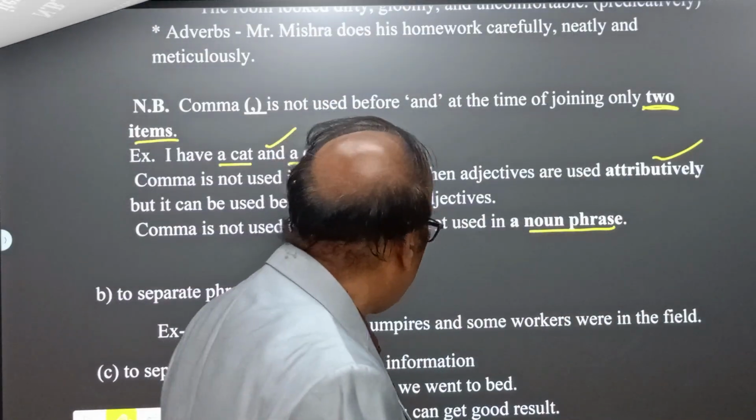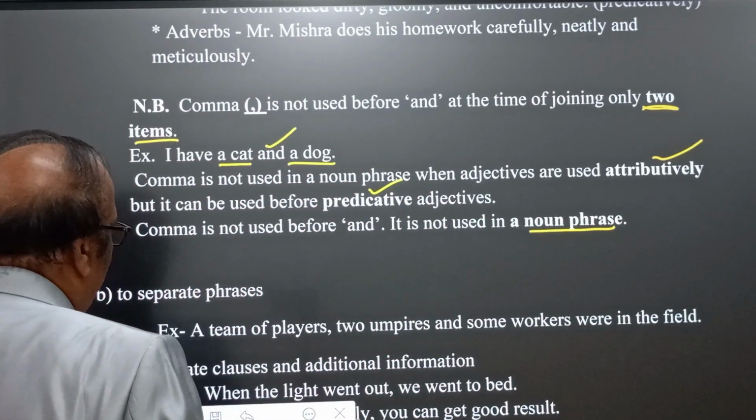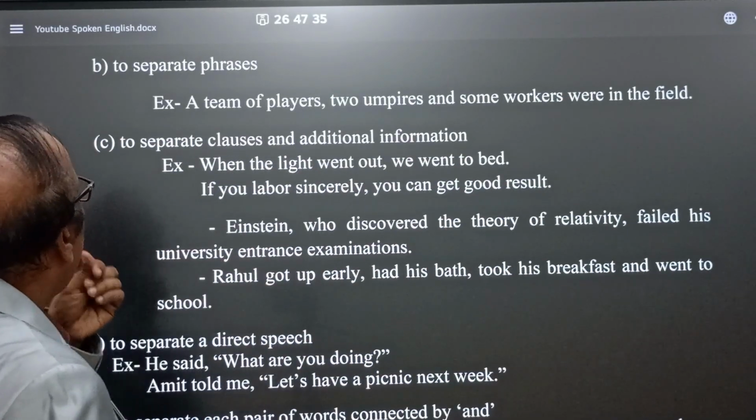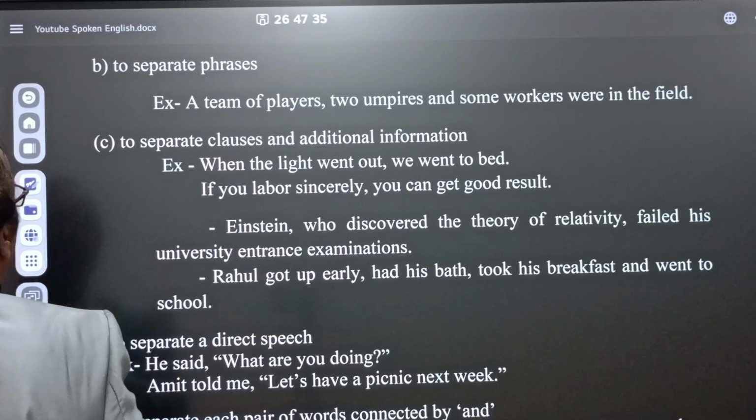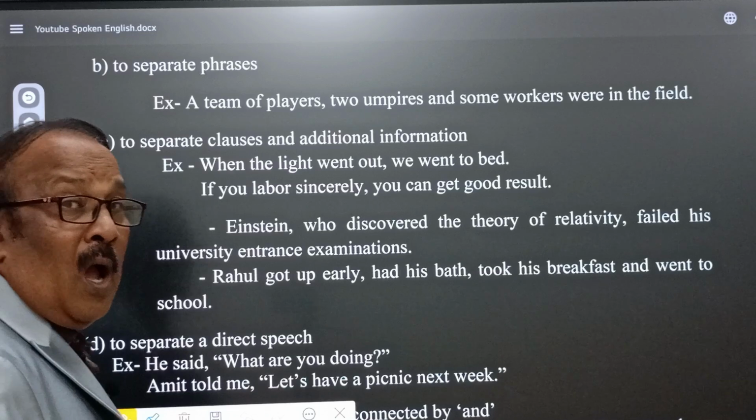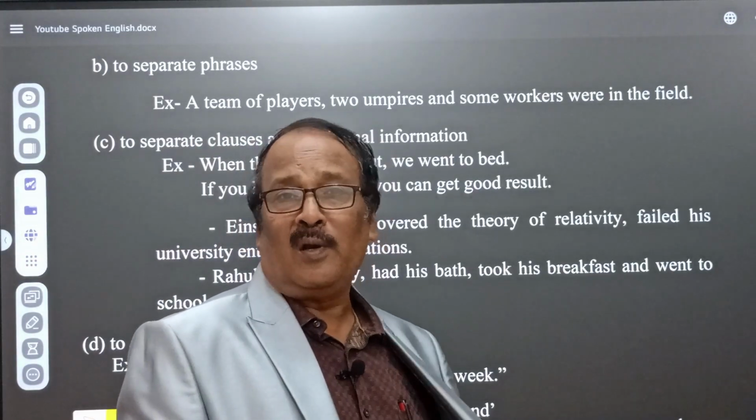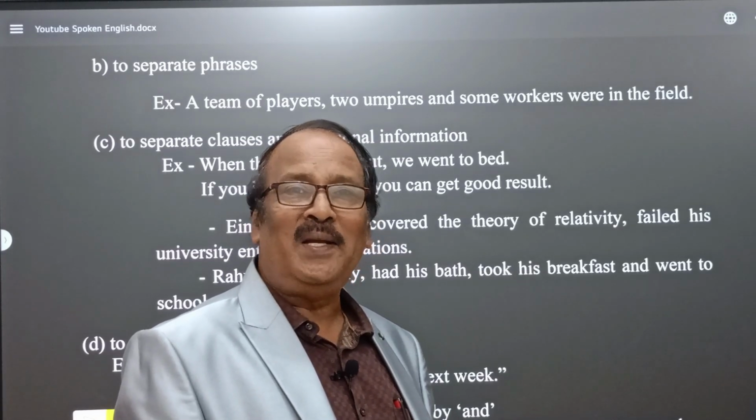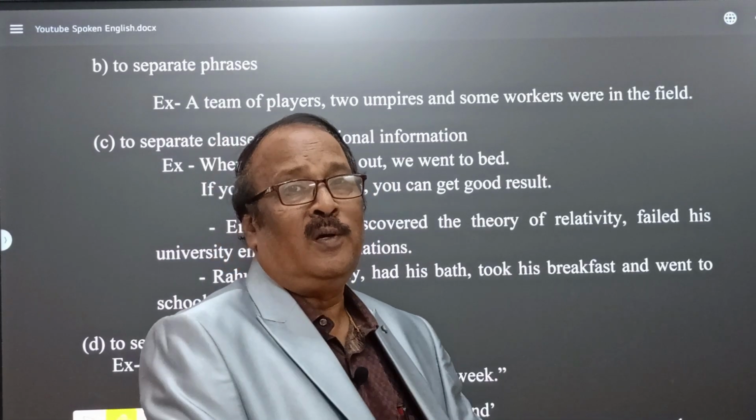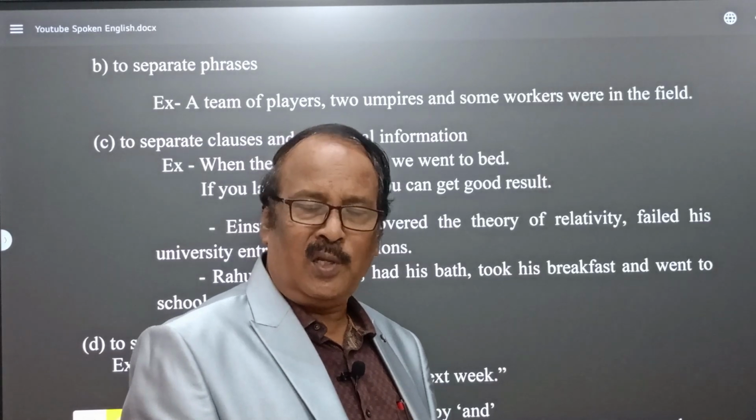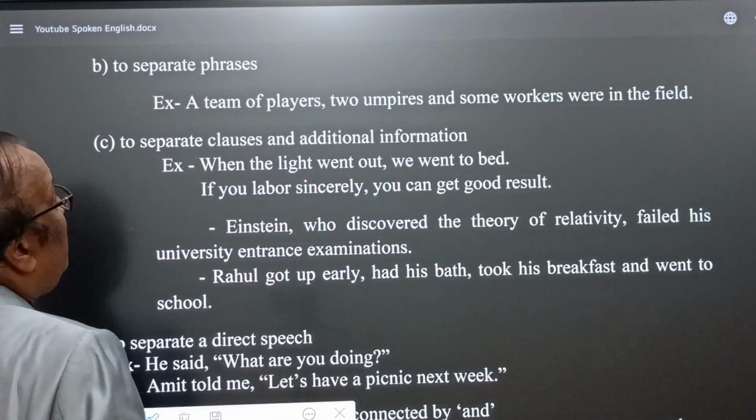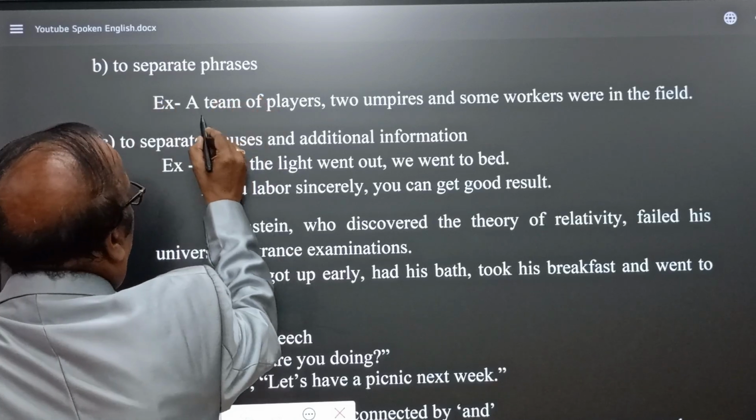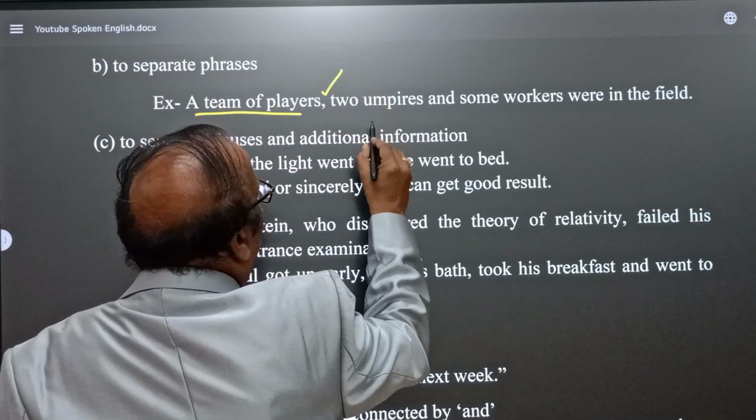Yes. Now comes another factor: separate phrases. In the second item, we find that to separate phrases we also use a comma. As we know, a phrase is a combination of closely related words expressing a meaning but not a complete meaning. We have discussed this in previous classes. A team of players is a noun phrase. Here we find a team of players, and here a comma.